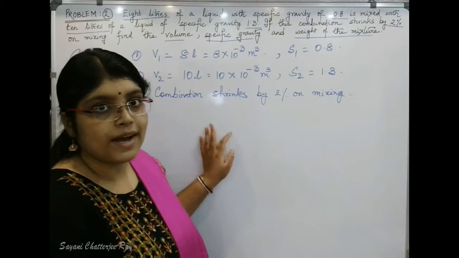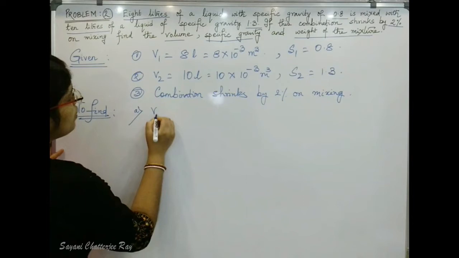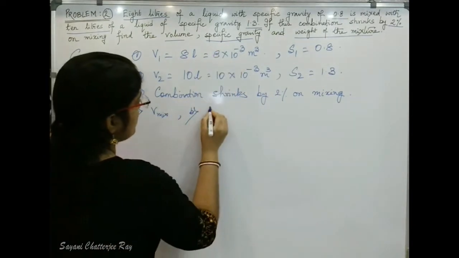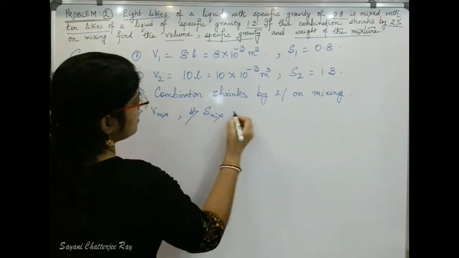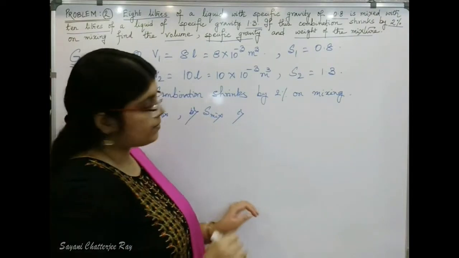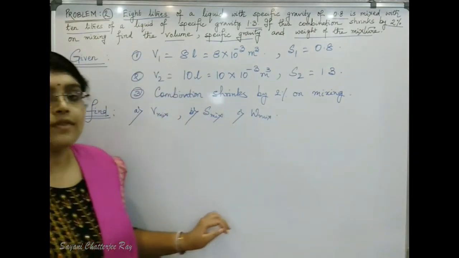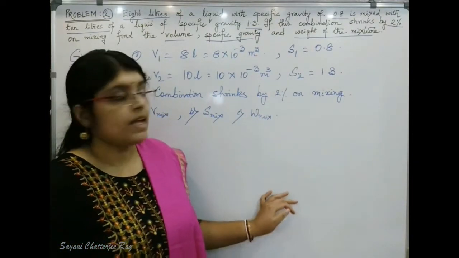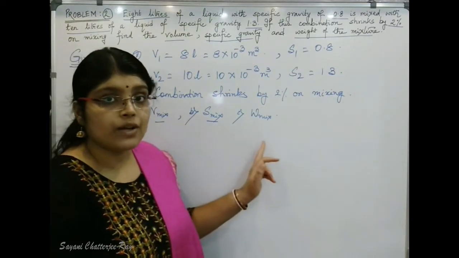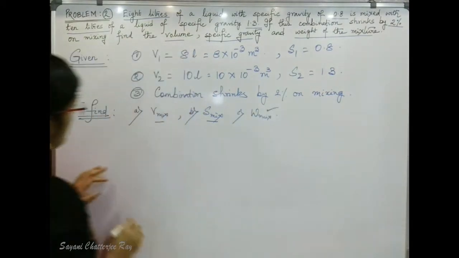So let's see what we have to find in this question. We have to find out the volume, so first is volume of the mix, specific gravity of the mix, and third is weight of the mix. Weight is denoted by capital W. Okay. So before solving this problem, I want to tell you that before solving V mix and S mix, I will calculate and find out W mix first. Okay. So we will find out W mix.